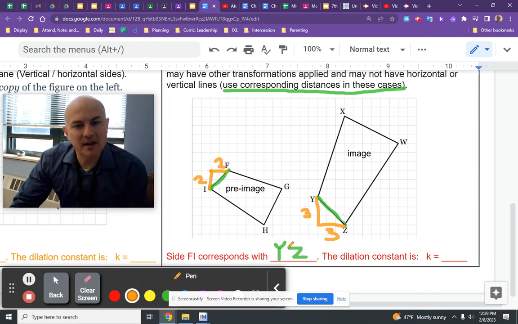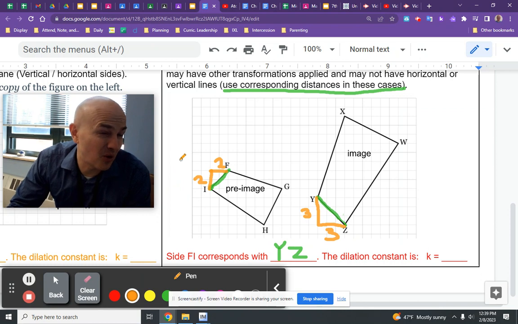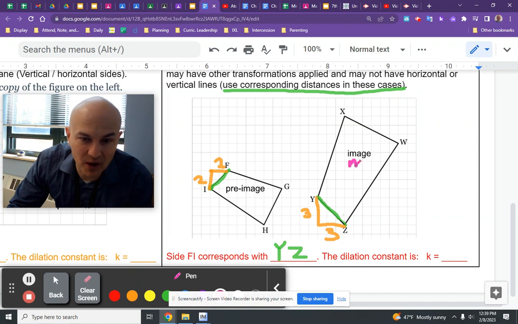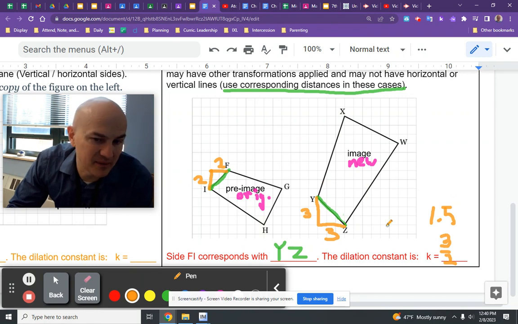All right. So now I say, remember, all distances in dilated figures are proportional, meaning they all share that same scale factor. Should always work. So we know that the image is the new one, and the pre-image is the original. So we're going to use that same formula again. I'm going to say orig here. K equals new over original. So I could just do 3 over 2, and that should work out here. And I could divide that if I wanted to. 3 divided by 2 is 1.5. So the image is 1.5 times as big.